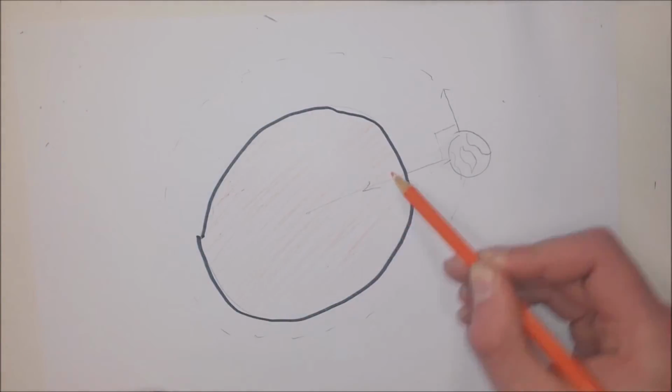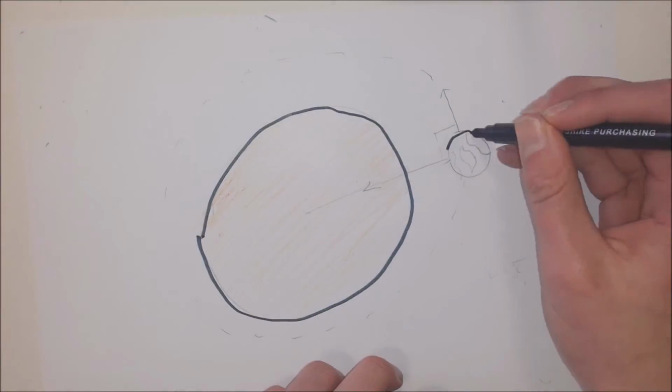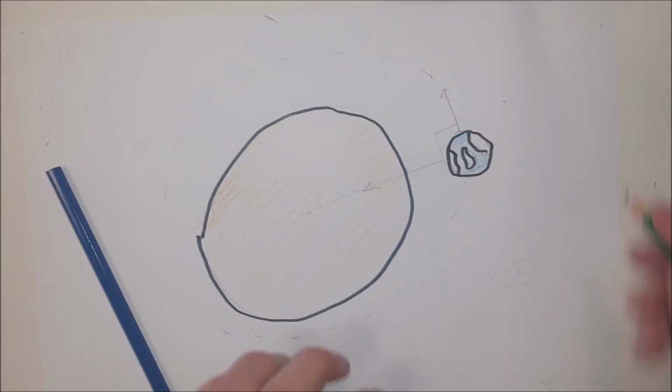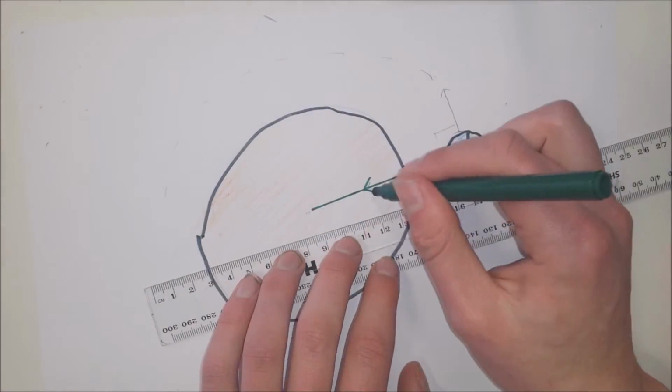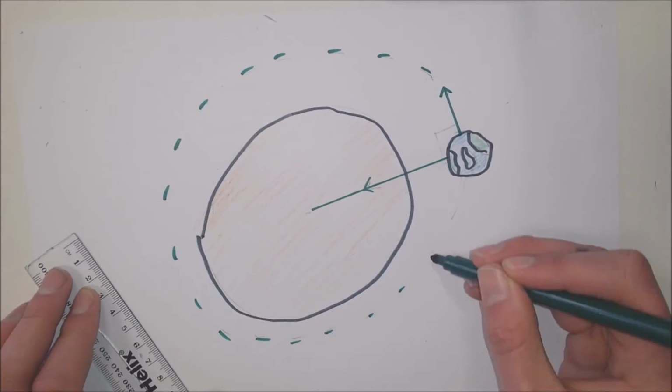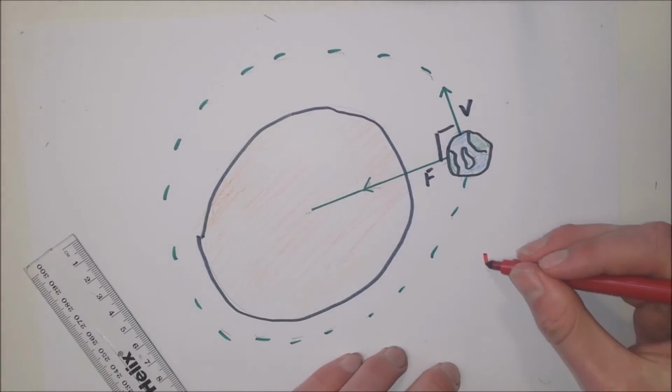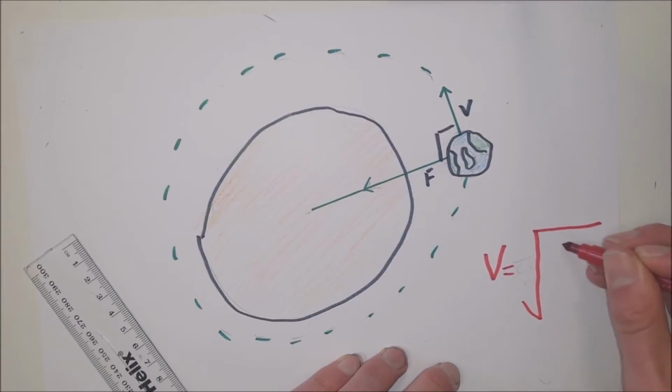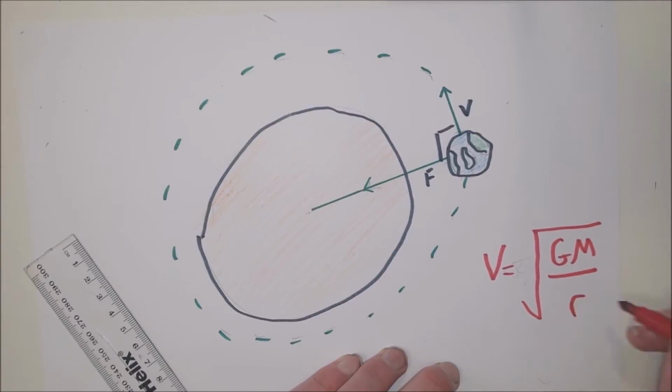Because the centripetal force and the motion of the planet are perpendicular to each other, no work is done. The orbital speed of an object can be calculated by v equals the square root of GM over r, v being the speed, G being the gravitational constant, M being the mass of the planet, and r being the separation.